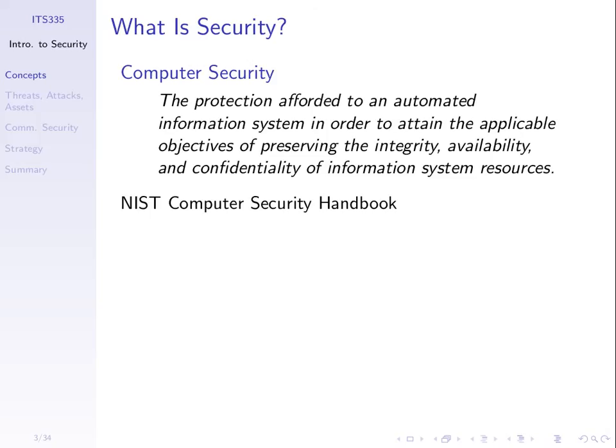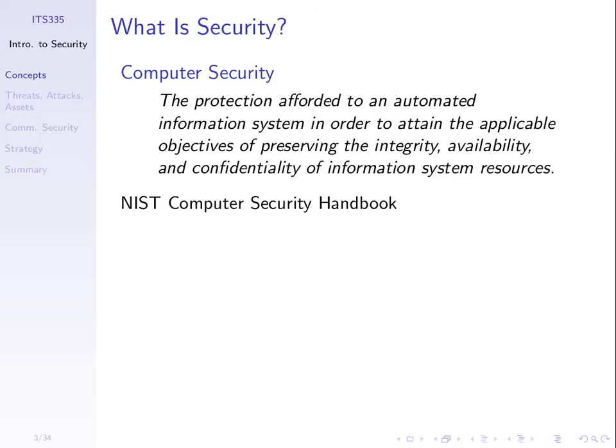The protection afforded to an automated information system in order to attain the applicable objectives of preserving the integrity, availability, and confidentiality of information system resources. There are a few key points in that definition. We want to protect an automated information system, or maybe a computer system, and preserve the integrity, availability, and confidentiality of information system resources. Resources usually include the information, for example data files, and also other resources like the computing resources, parts of the computer, the software and hardware. So preserve the integrity, availability, and confidentiality of information and related resources.